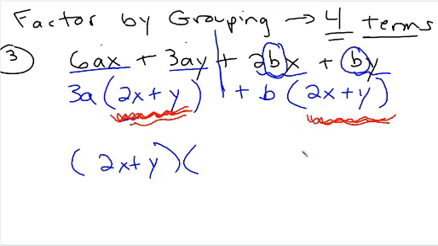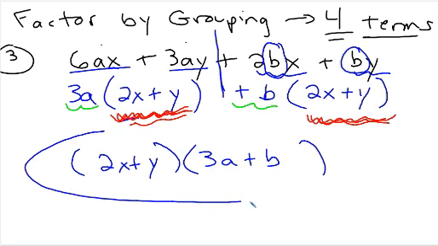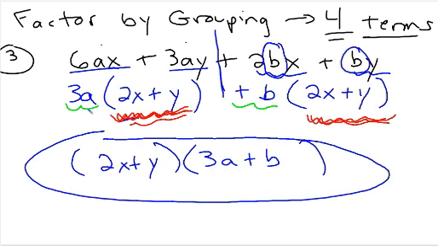2x plus y times, what is it times? Well, it's times what's left, 3a plus b. These problems are pretty easy if you get this first one factored correctly and you remember that this thing right here should always be duplicated here. Let's do another one of those.